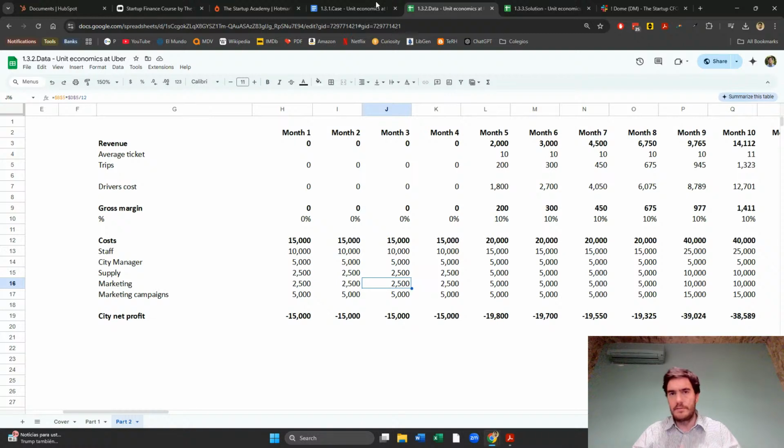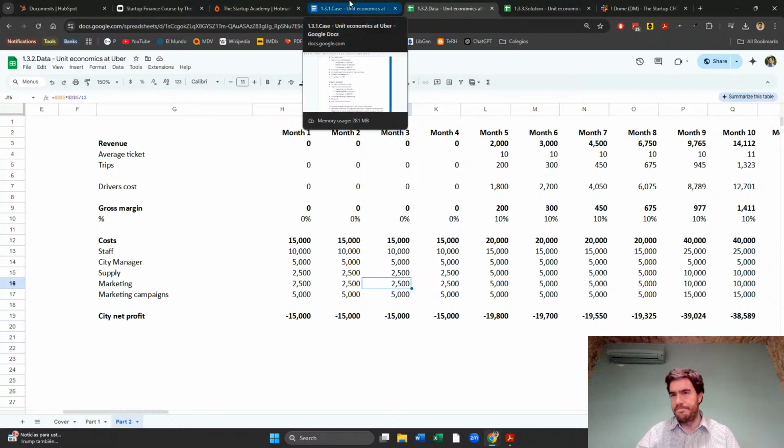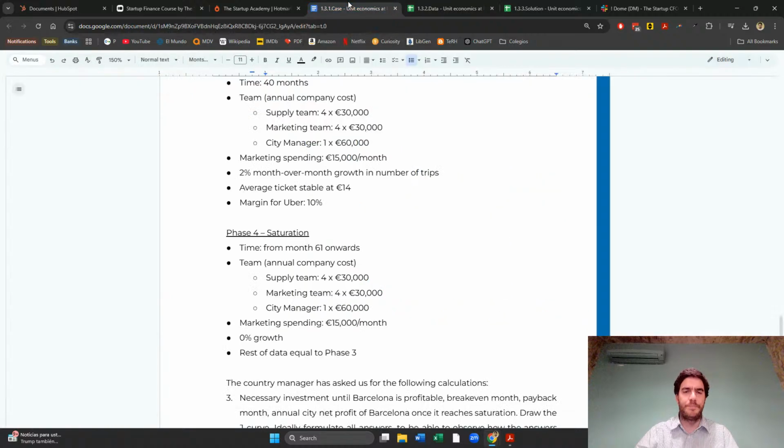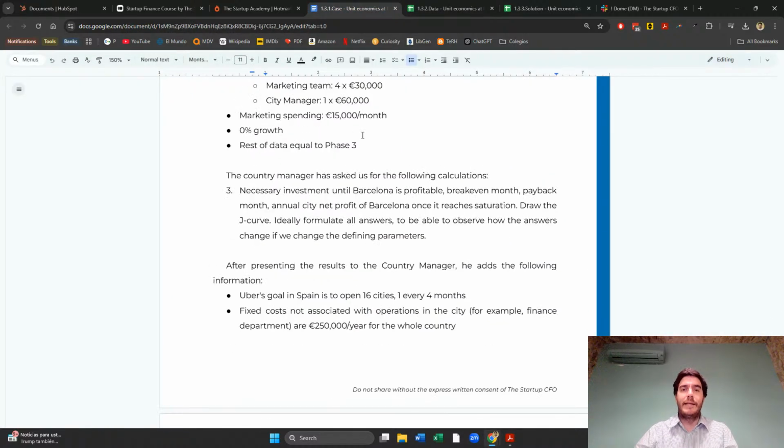Again, I'm going fast. If you spend time and play with the file, you would see it. And then they tell us: okay, so the city of Barcelona that resembles that one, what is the necessary investment until it is profitable? When will it break even? That I'll explain now. When is the payback month? When will we recover all the initial investment to open it? And what is the annual city net profit of Barcelona once it reaches saturation?